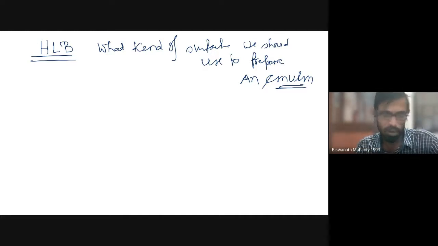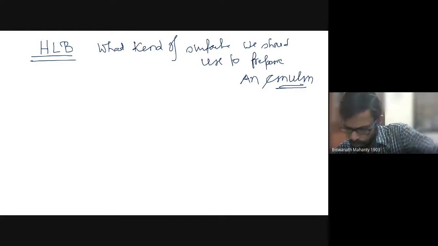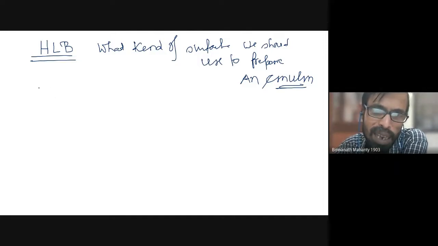Let me talk about HLB. HLB is actually nothing but a simple scale we are putting for each of the surfactants, and we need to know what our desired property is. Let me come to the very simple point. For example, we have some soybean oil. Very simple questions.